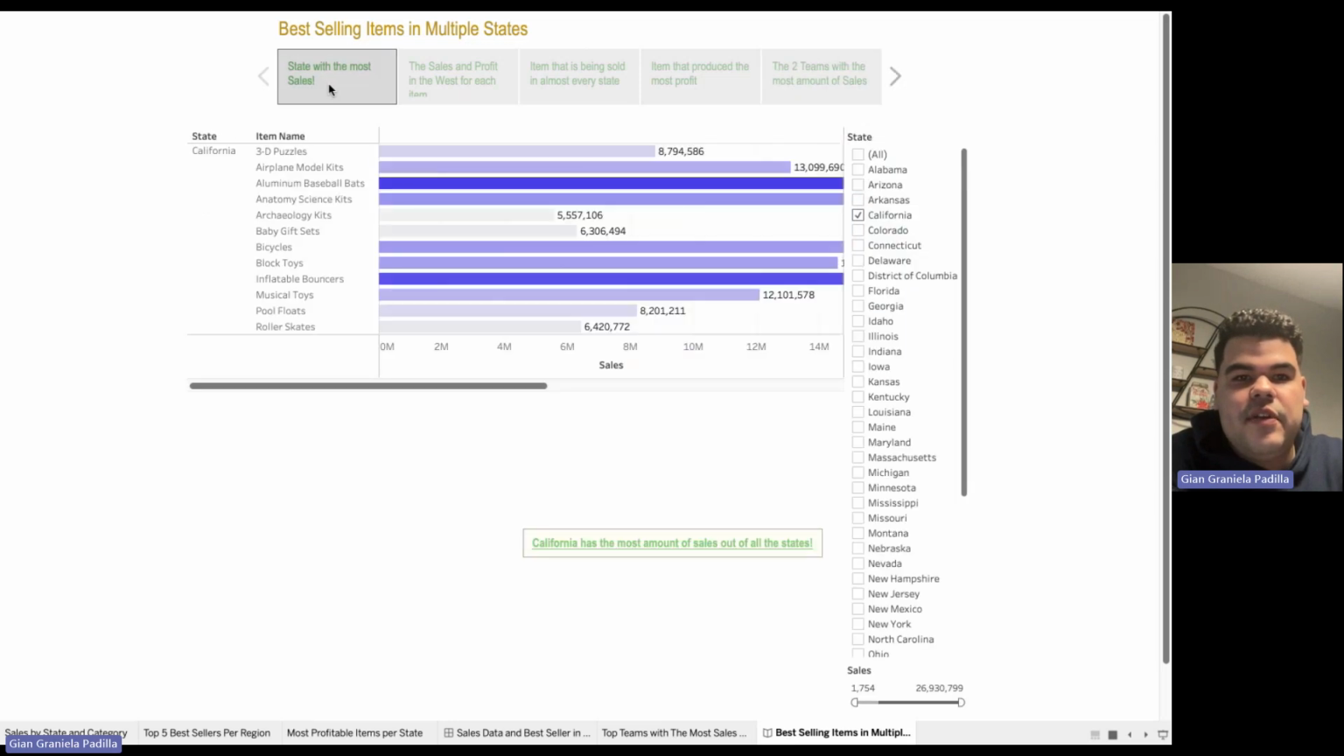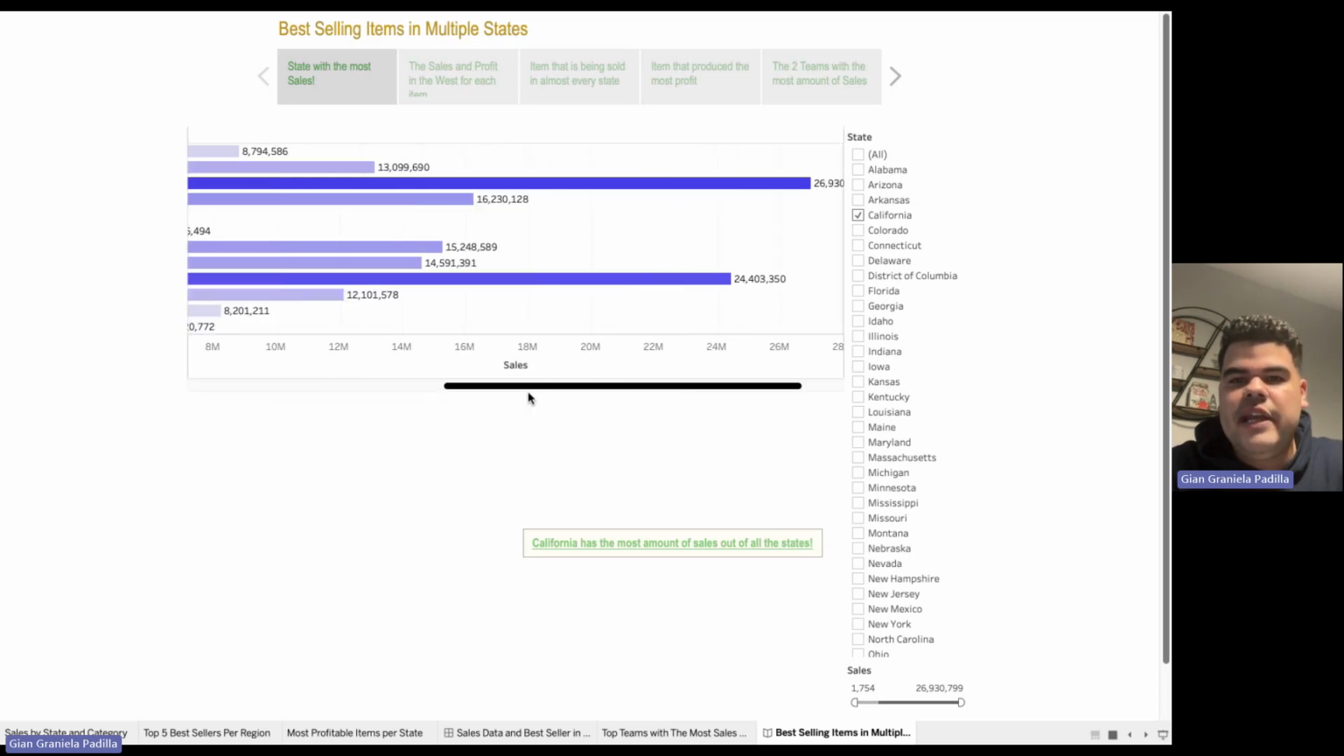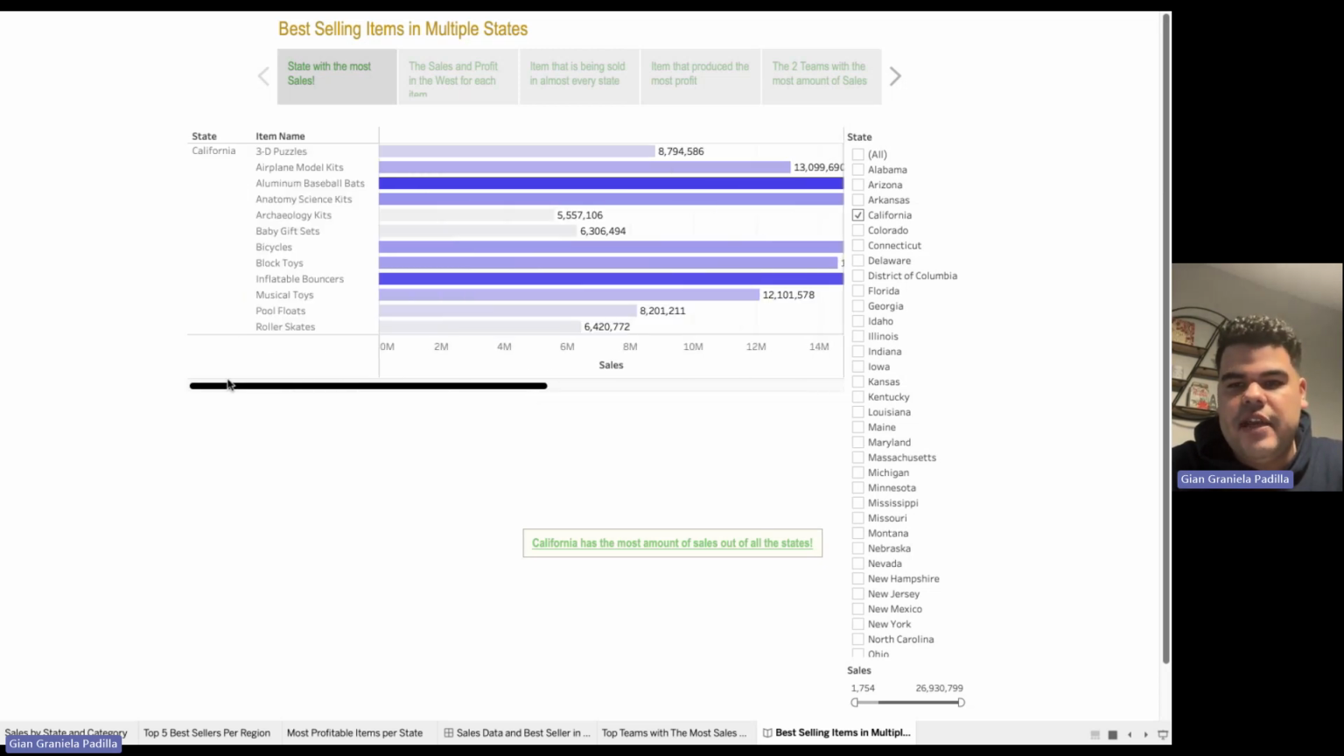So first, I'm going to start talking about California. I picked California for that specific point because California outperforms every other state. It has the highest sales for all of the toys, and also California is part of the West region, which also explains why the West region had more sales than the other regions as well.